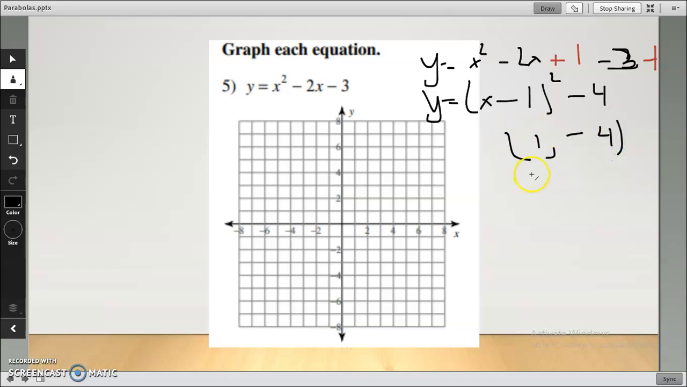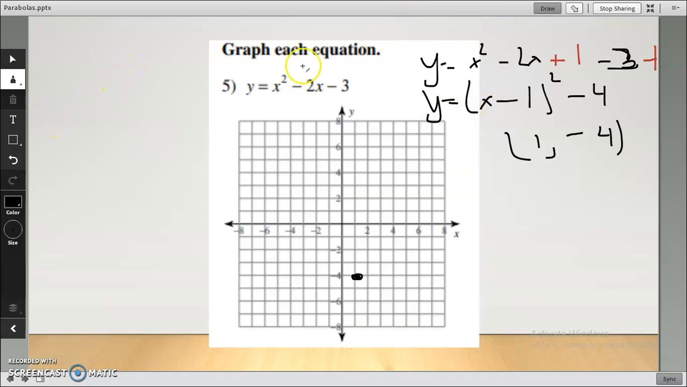So I'm going to go over here to my graph, and that's my vertex, and that is 1, negative 4. So there is my point. I know it's pointing up because my A, well, here my A is positive, so it's pointing up. That's according to the chart that I gave you before.